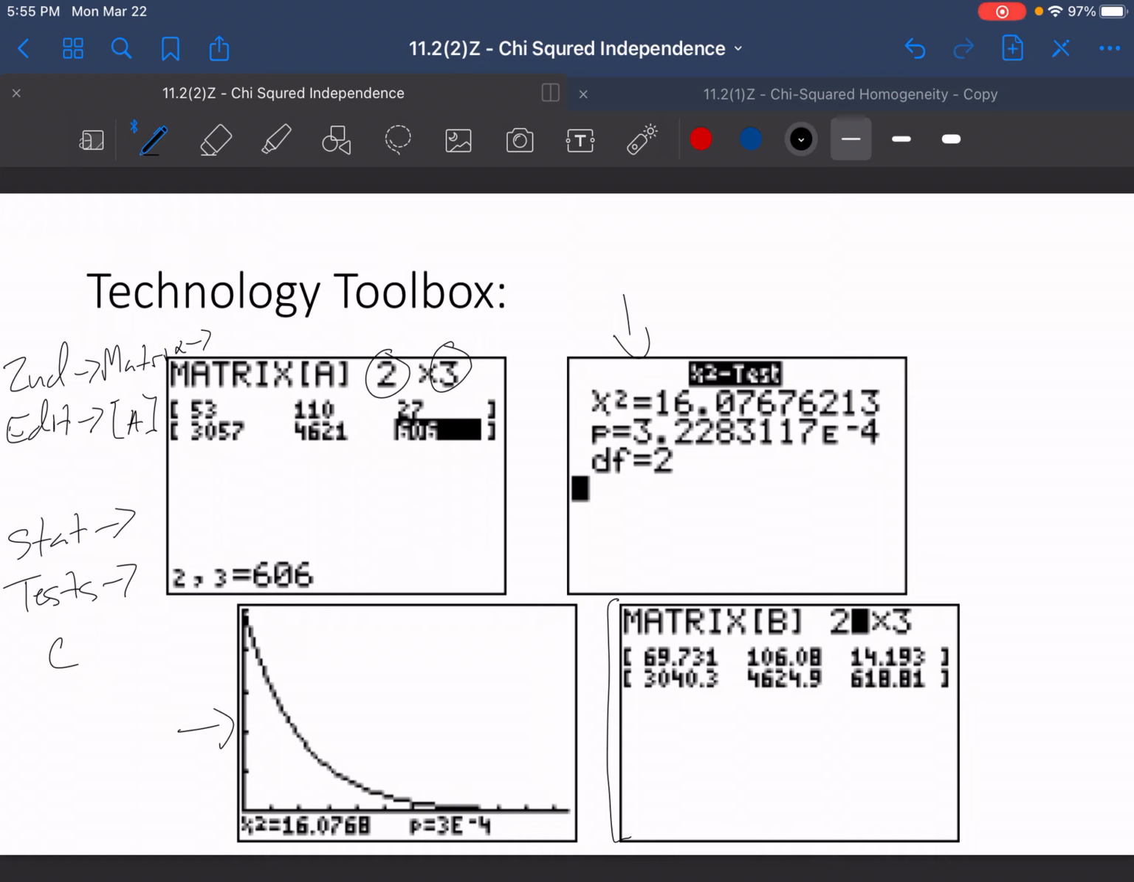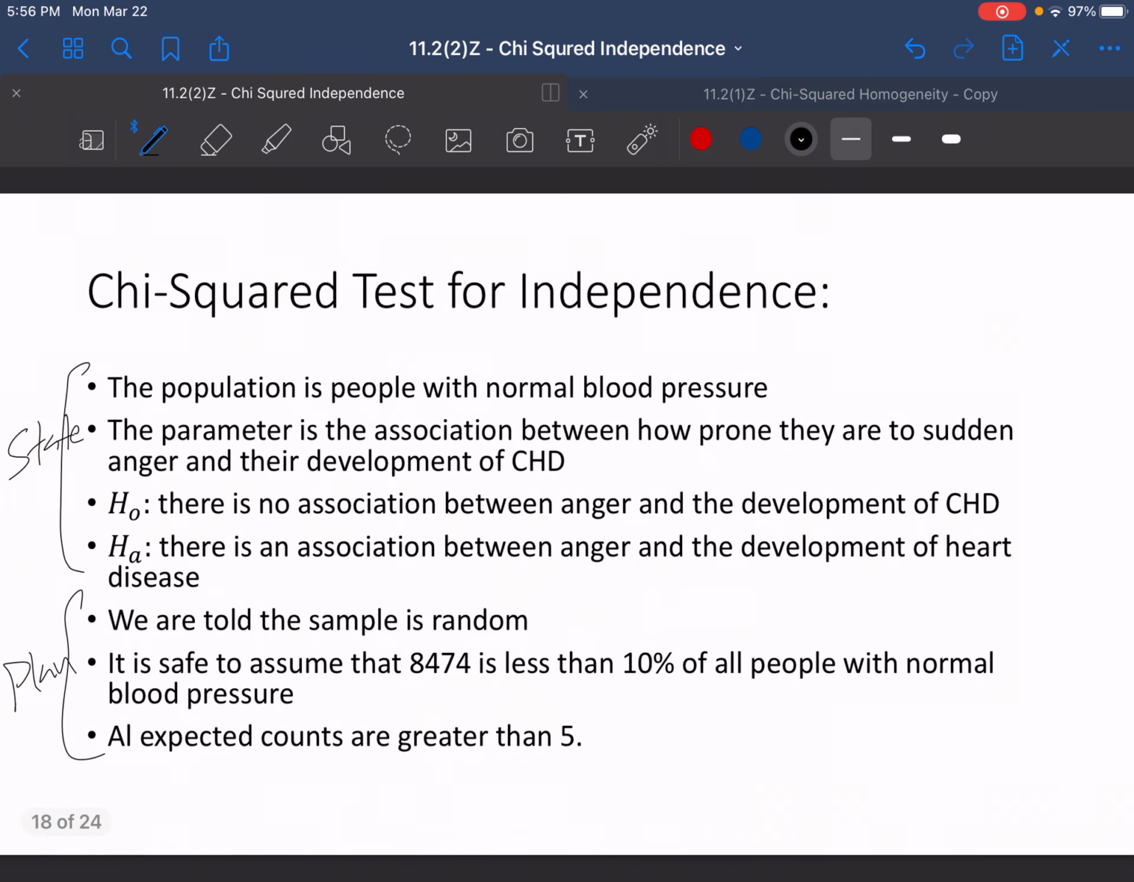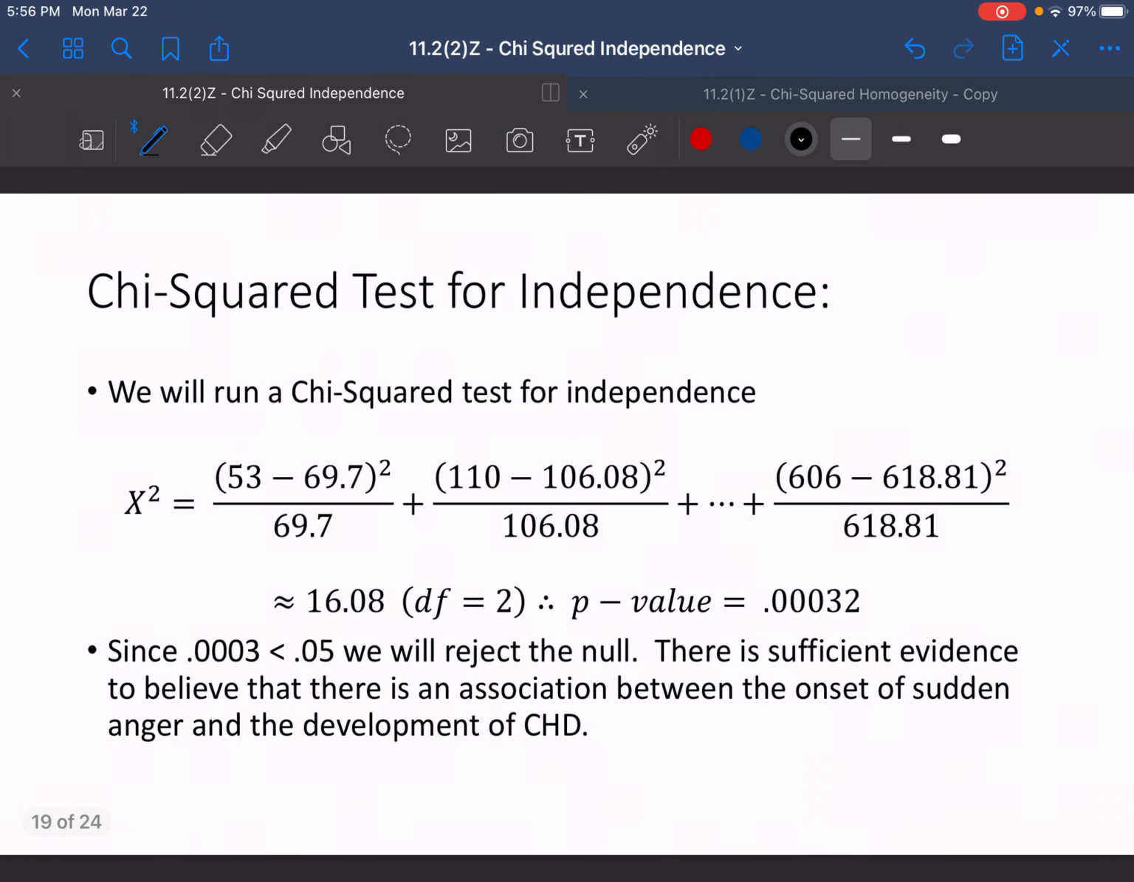Okay, and then if you needed to know the expected counts for whatever reason, you can always go back to second matrix and then arrow over to edit and look at matrix B, and you should see all of the expected counts once you've actually run that test. But again, this is the do portion of our problem right here. So once we found all of that information, we know that our p-value is this.